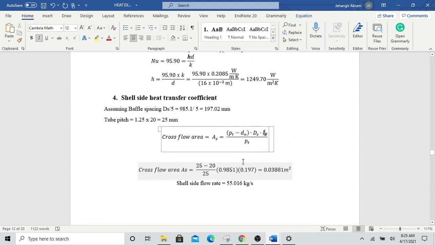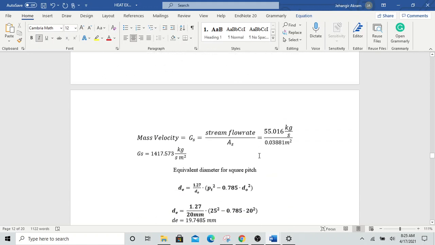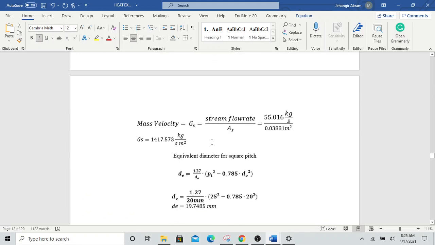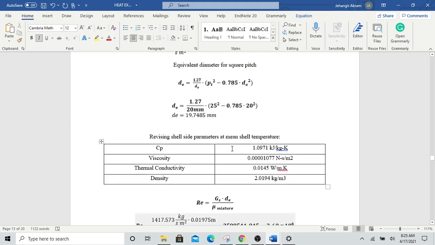LB is basically baffle spacing, and PT is the same tube pitch, okay. So the cross flow area of shell will be calculated by this formula, and I told you the reason for using this formula and not the direct area like we use in the case of tube, as it has a tube bundle inside it which is reducing its area, okay. Then we will calculate the mass velocity using this area, and all the parameters needed for Reynolds number, okay.